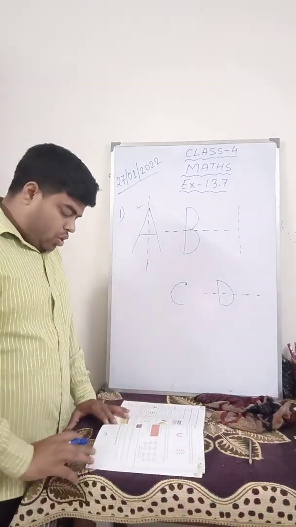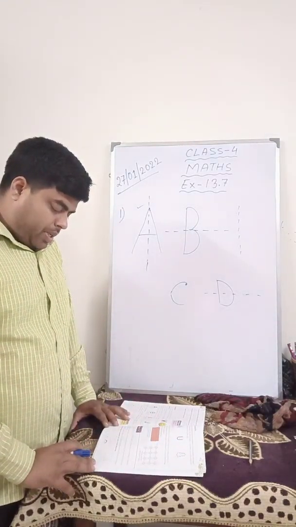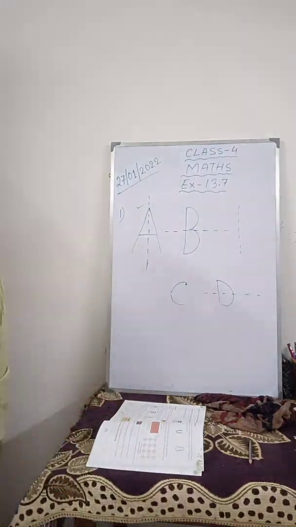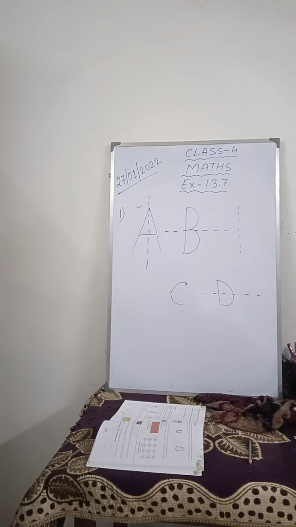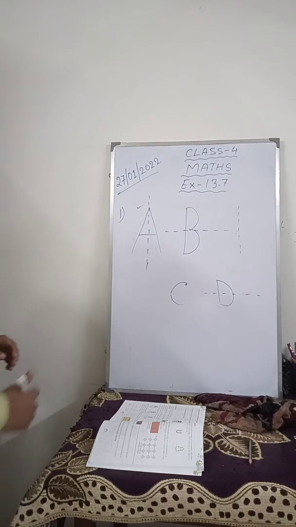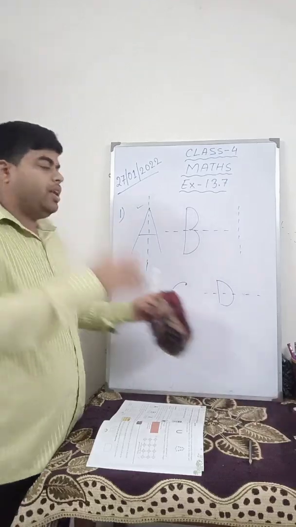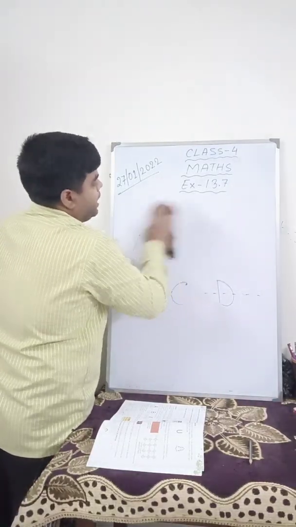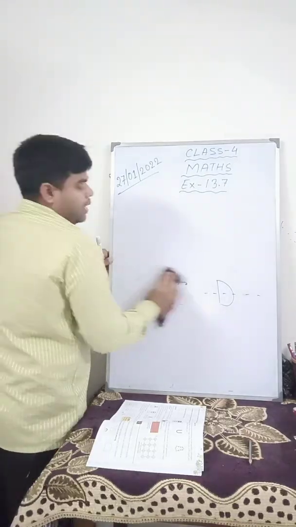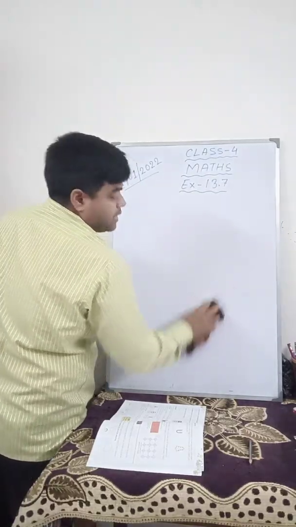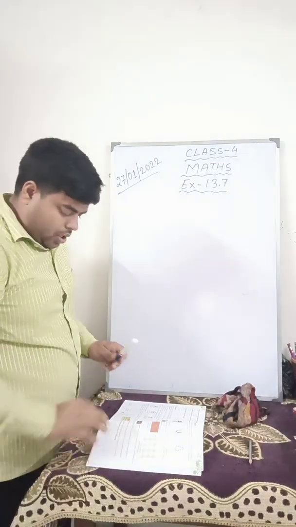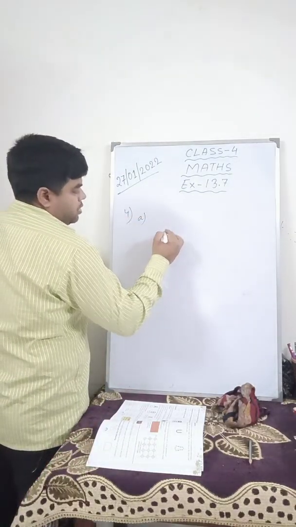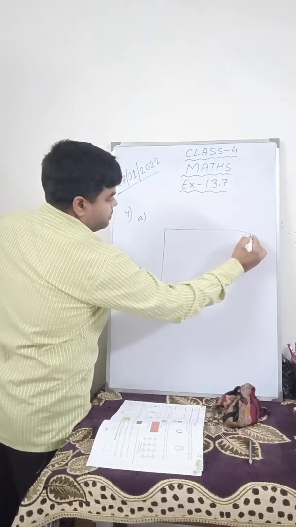Question number 4, draw the lines of symmetry for each of the following. So you have to see how many lines of symmetry the given picture has. You have to draw all the lines of symmetry that are possible. Let me show you one. And as I have told you, if you remember, lines of symmetry will be drawn using a scale and dotted line. So let me take question number 4A, that is the rectangle they have given you.